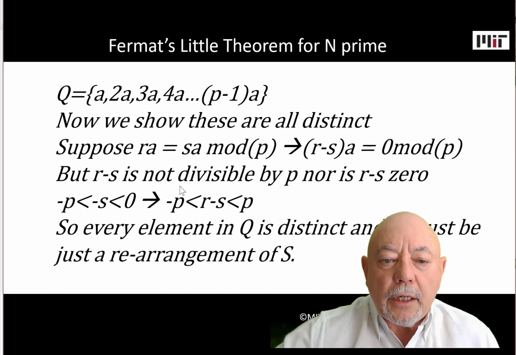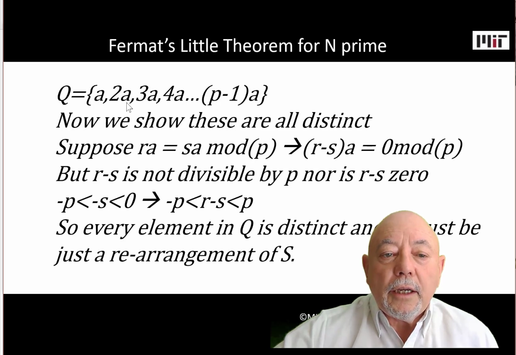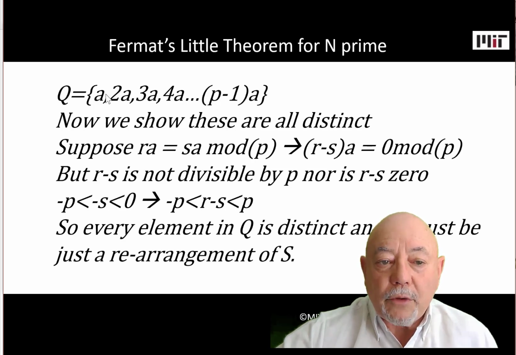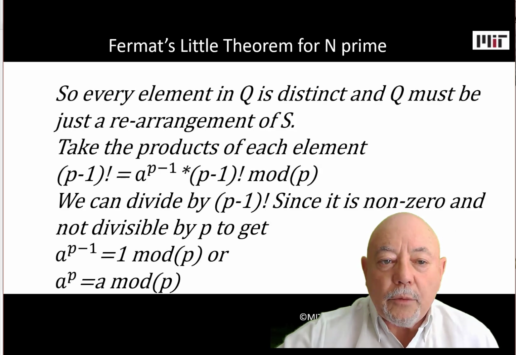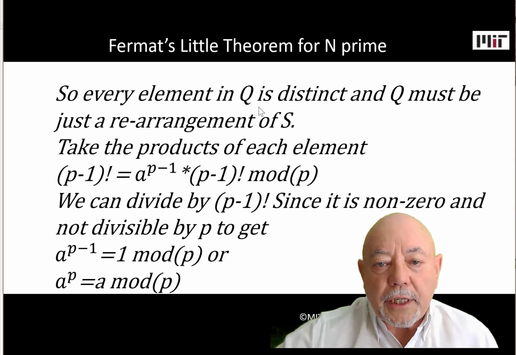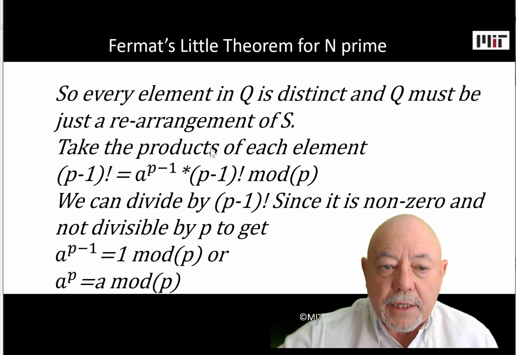So if R, A, and SA are both distinct, and they must be distinct, that means that all of these elements in here must, in modulus arithmetic, match the elements in S. So they just must be in a different order. How can we use that? Every element in Q is distinct and must be just a rearrangement of S.